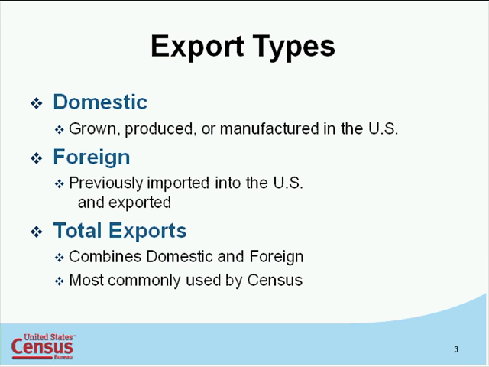Here at Foreign Trade, we define 2 types of exports. Domestic exports are goods that are grown, mined, manufactured, or otherwise produced in the United States. Foreign exports are goods that have been imported into the United States, then are re-exported in substantially the same condition as when they were imported.